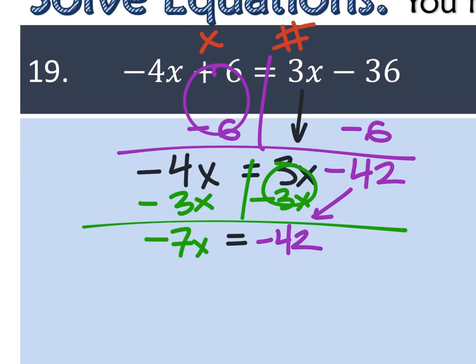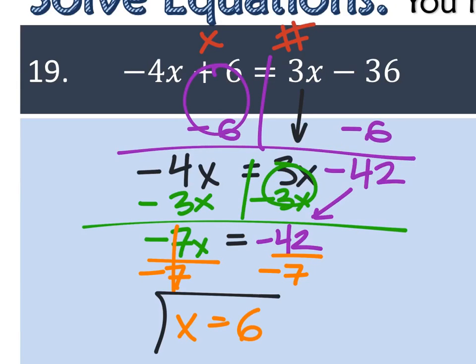So a one-stepper now. We'll divide both sides by negative 7 to make the coefficient a 1. So x now equals 6. Now we're going to check though. Negative 4 times 6 is negative 24 plus 6. That'd be negative 18. So this is negative 18. 3 times 6 is 18. Minus 36 is negative 18. So that produces a true statement when x equals 6.